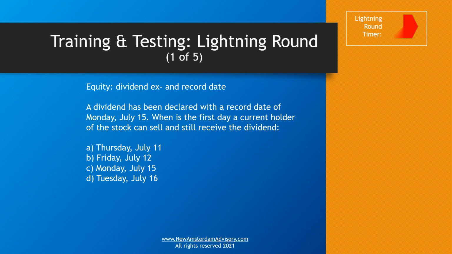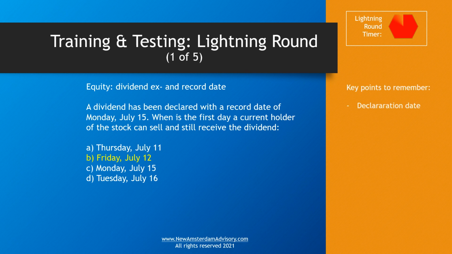Now, given the regular settlement of stock trades on 2 business days, it means that in order to still be owner of record on July 15th, I still have to own the stock and couldn't have sold it on July 11th, 2 business days before. So Friday, July 12th is the first day that I can sell. If I sell on Friday the 12th, I will still receive the dividend. So the answer to the question is B.